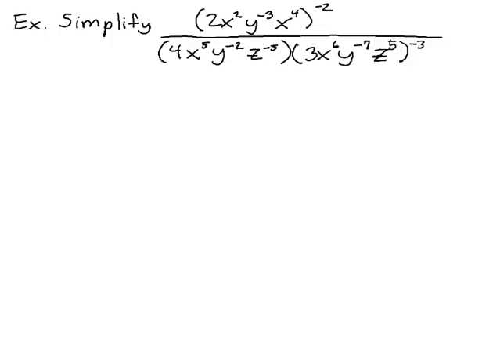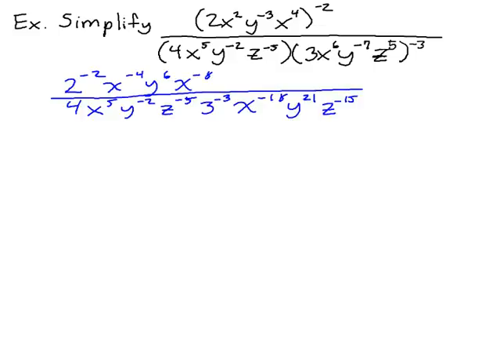Let's now simplify the following exponential expression. Now, one of the first things we've got to do is get rid of the parentheses. So what we would do is distribute the exponents inside the parentheses. Now, remember when you distribute the exponents using one of the power rules, you multiply the exponents.